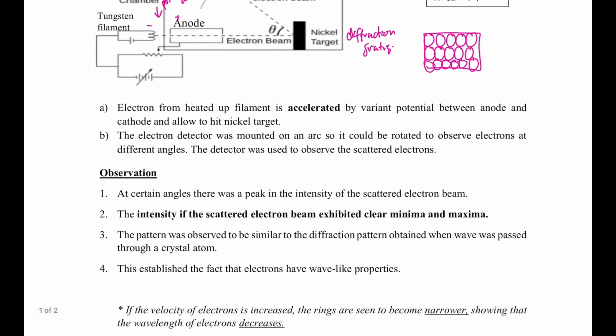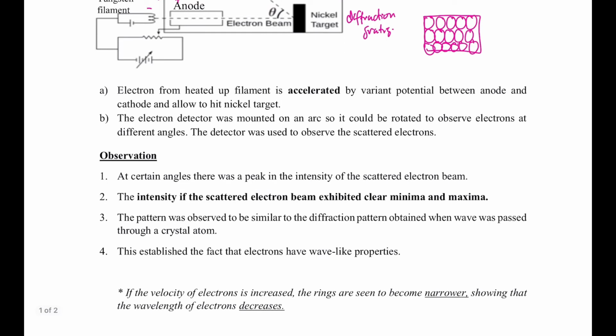Right? So at observation, at certain angle, there was a peak in intensity. Okay. The intensity of the scattered electron beam exhibit clear minima and maxima. So kalau minima dan maxima ni kita boleh cakap sebagai diffraction pattern lah. The pattern was observed to be similar to a diffraction pattern observed when wave was passed through a crystal atom. So sama juga crystal atom ni adalah yang act as diffraction grating.